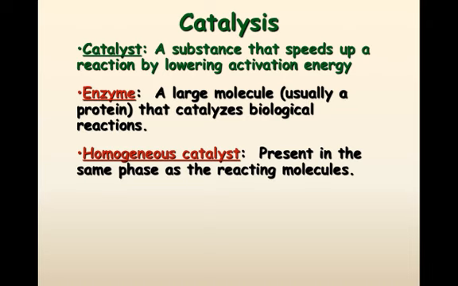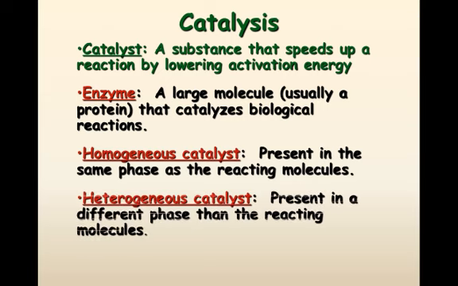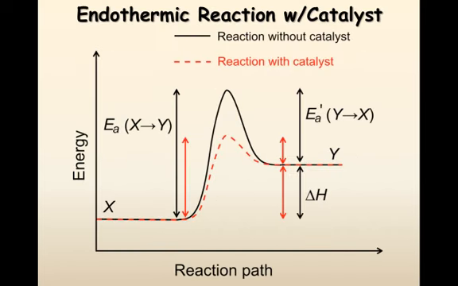Homogeneous catalysts are present in the same phase. So if everything's aqueous, the homogeneous catalyst is going to be aqueous as well. And a heterogeneous catalyst means it's in a different phase, from the prefix. So if everything in the reaction is going to be liquids or aqueous, then the catalyst is going to be a solid. One example is platinum. Platinum plates can be used as a heterogeneous catalyst. We're not going to get into the actual mechanism of that, but realize that they're helping out in multiple ways.